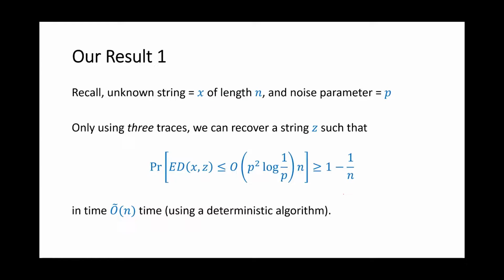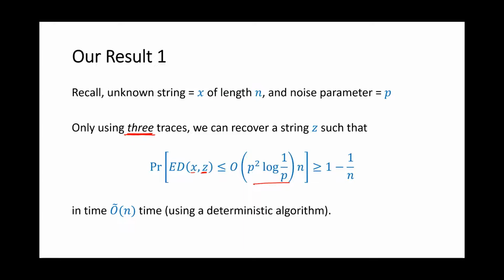So here is our main result. We show that using 3 traces, we can recover a string Z which is at distance p squared log 1 over p times n from the unknown string X with high probability. We design a deterministic algorithm that runs in O tilde of n time that will output the string Z. I want to emphasize the number of traces required. Here we need only 3 traces.